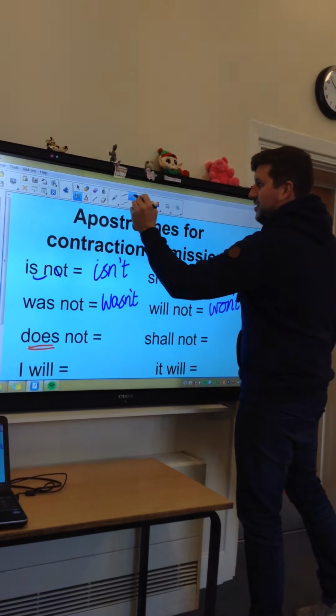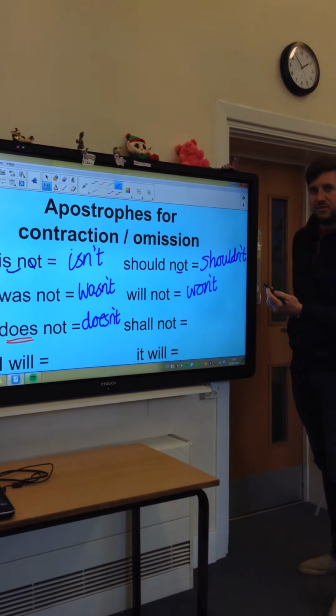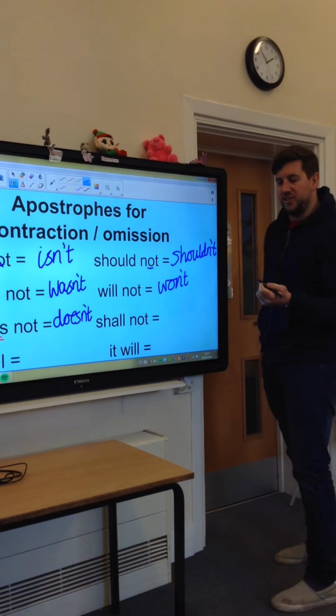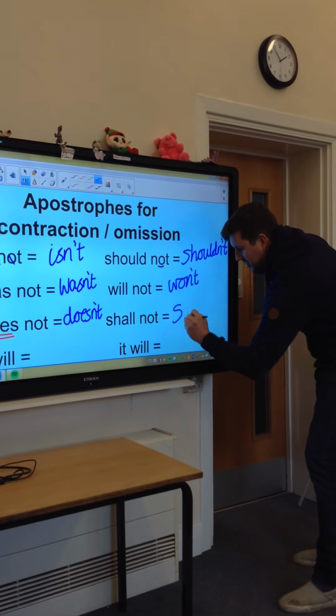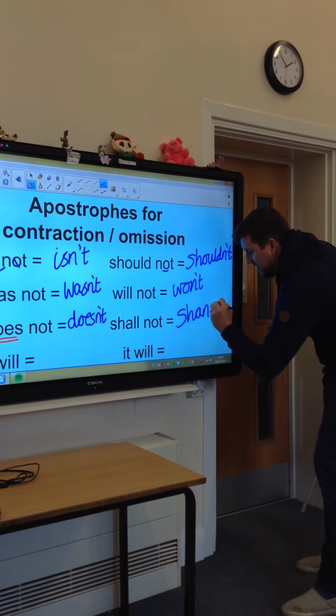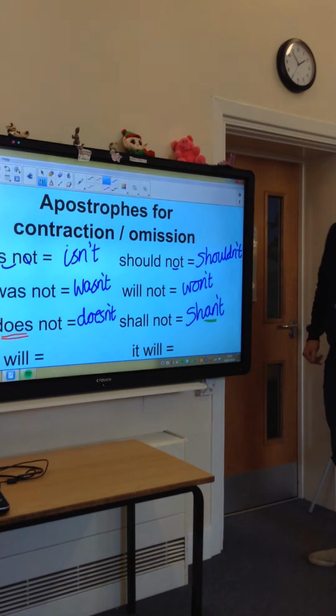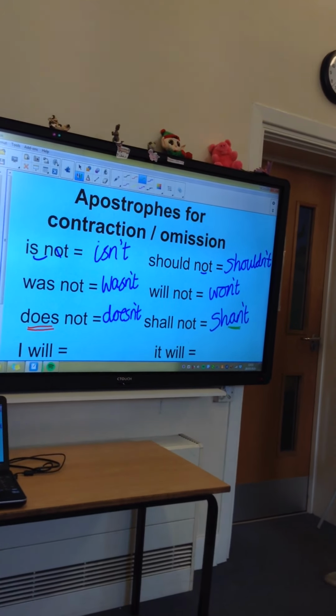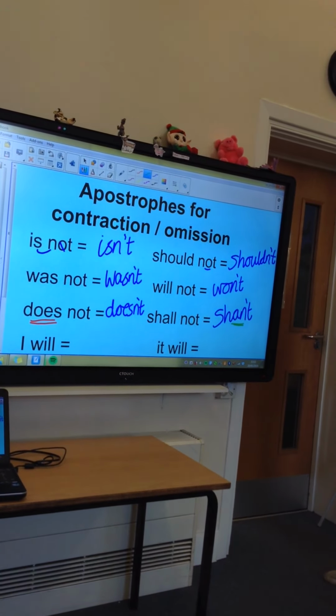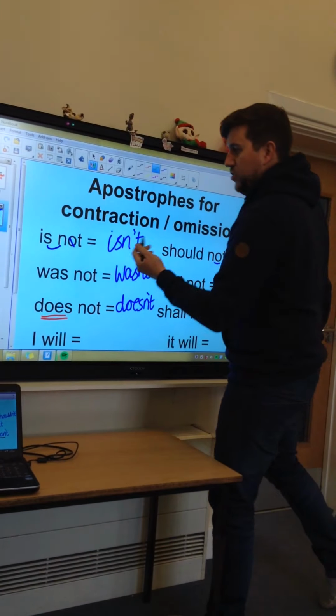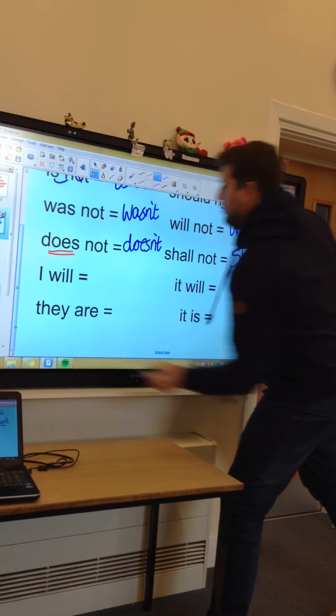And then this one's quite an interesting one, shall not. See if you know what that one becomes. Shall not shortens or contracts to shan't. And we were having a look at this one, and the word shan't, you can see there's actually quite a few letters missing in that shall not when we become shan't. It's not always not, so at the end we've got a few examples here of other ones.